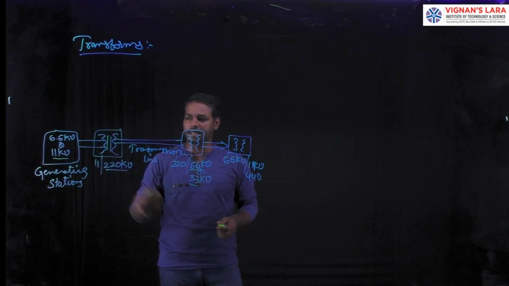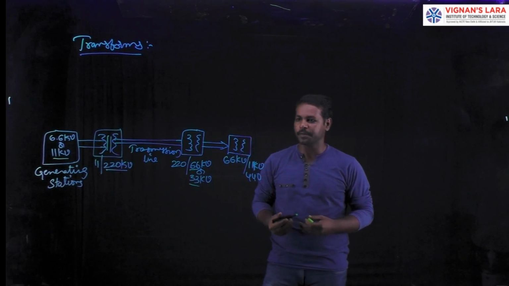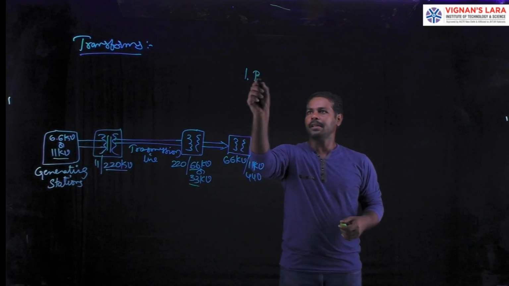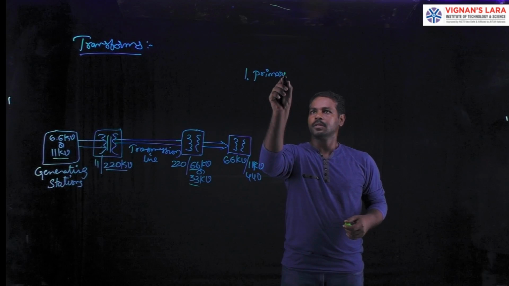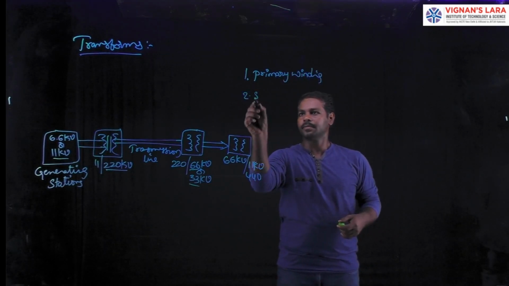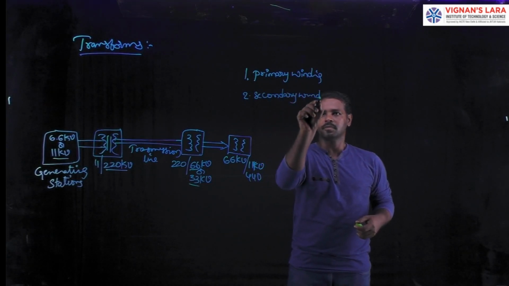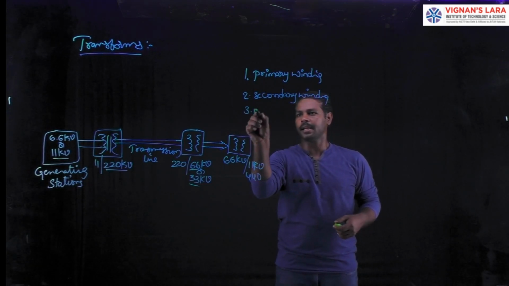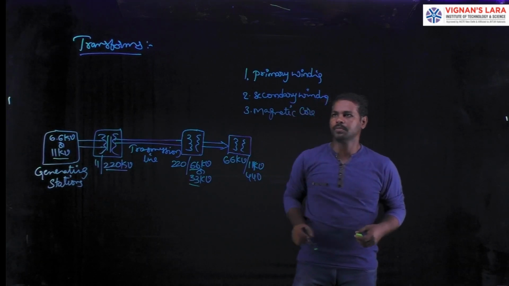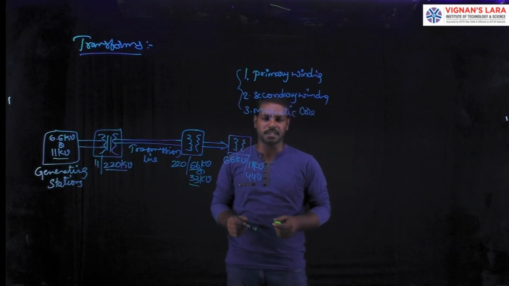First of all, what is a transformer and what parts does it consist of? The first one is the primary winding, the second one is the secondary winding, and the third one is the magnetic core. The combination of these three components forms a transformer.